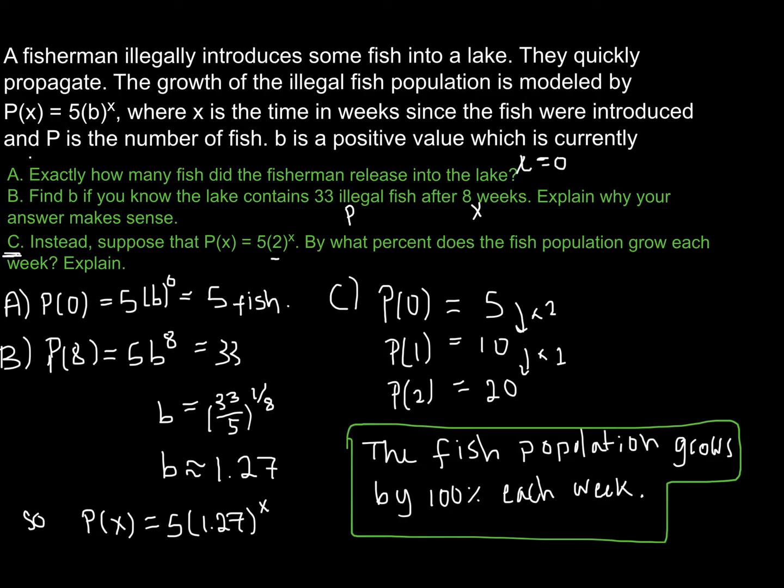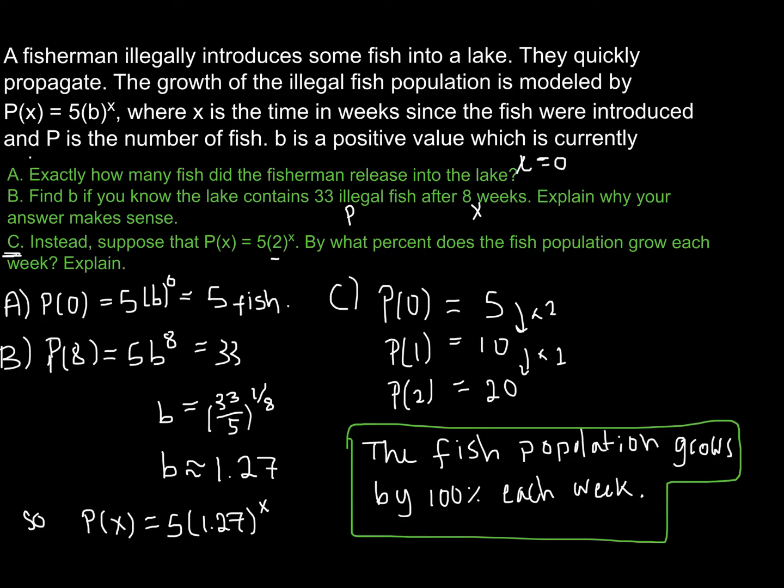For B, we want to find the value of B, and notice that they give us a point that we can use. So the lake contains 33 of the illegal fish after 8 weeks. So the x value would be 8, and then the output would have to be 33. So solving for b, I get that b is approximately 1.27, and so my function is 5 times 1.27 to the x. Now this makes sense because my b value here is greater than 1, and so I'm expecting that my function is going to grow over time. And that's what I'd expect. I'd expect the fish population to propagate or grow.